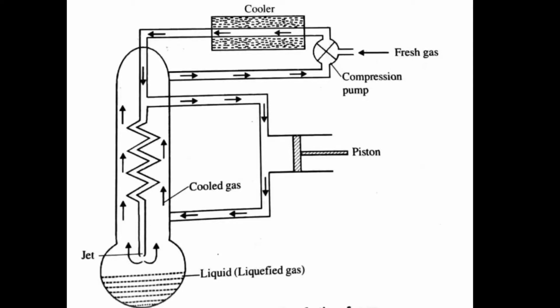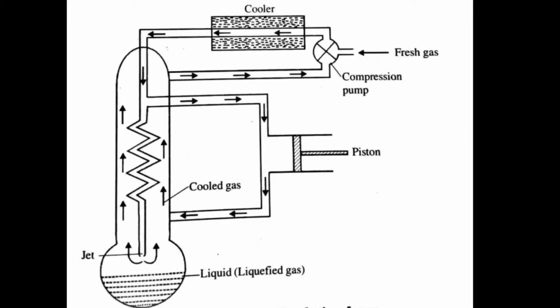Fresh air, the pure gas, is compressed to about 200 atmospheres in the compression pipe, and is then passed through a water-cooled pipe to remove the heat of compression. That is, during compression, heat energy is released. It is divided into two streams. One goes to an expansion engine, that is, the one with the piston. Here we can see that.